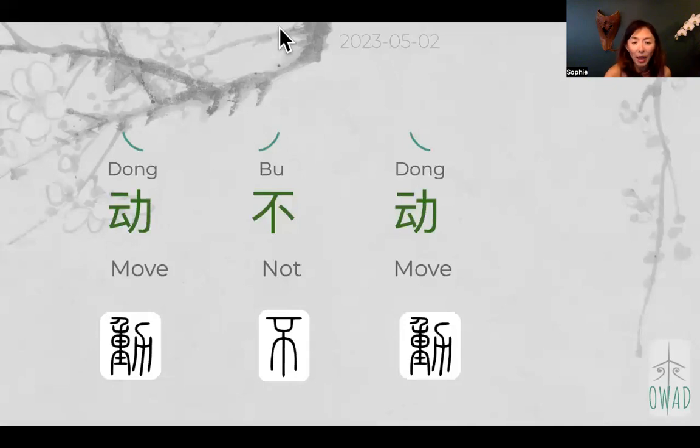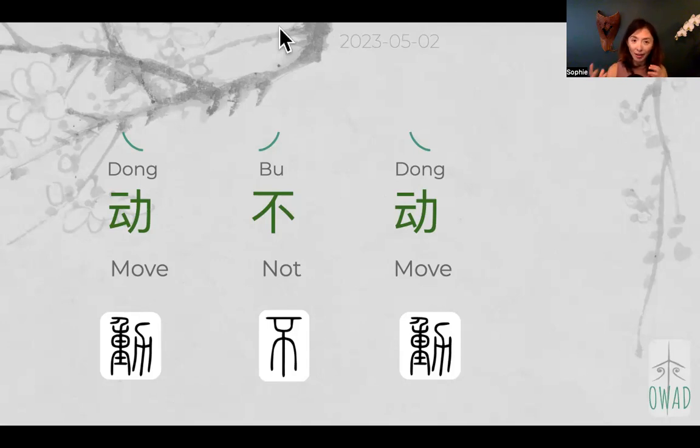So today we have "move, not move," 动不动. This is not classical Chinese. As you can see, it's 3 characters, and also it's highly repetitive, right? We have 动, move, 2 times, and in the middle we have a negation, 动不动. And actually, that's contemporary Chinese, a very commonly used structure of language.